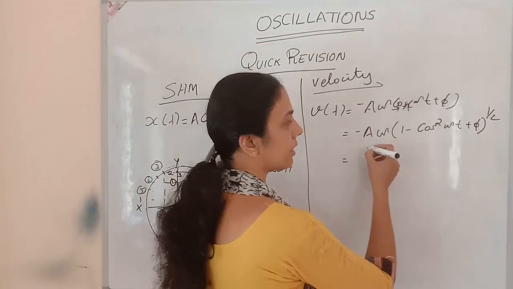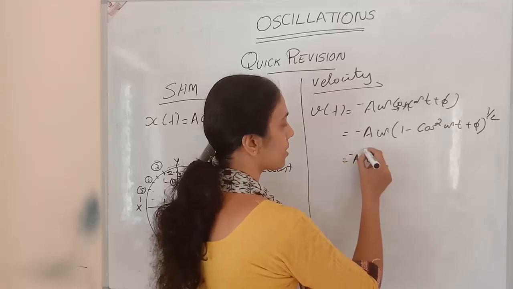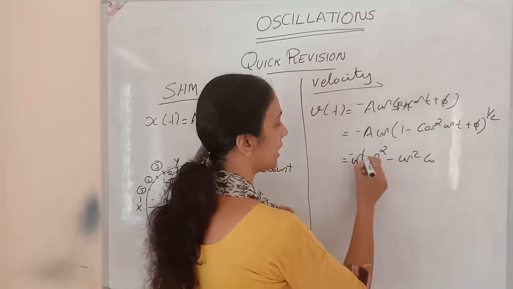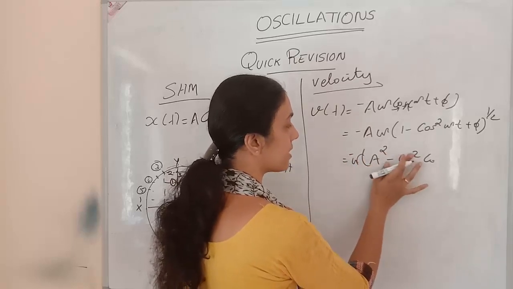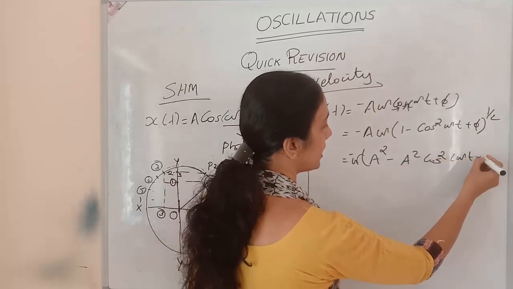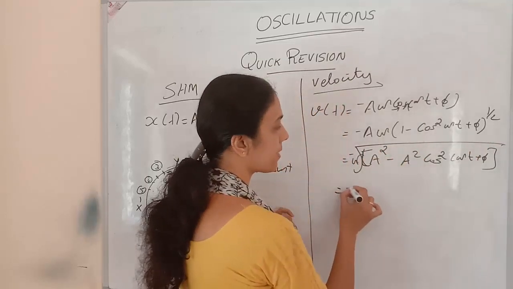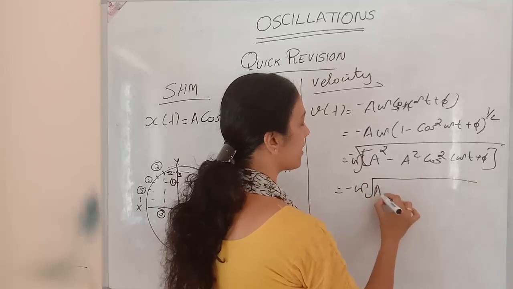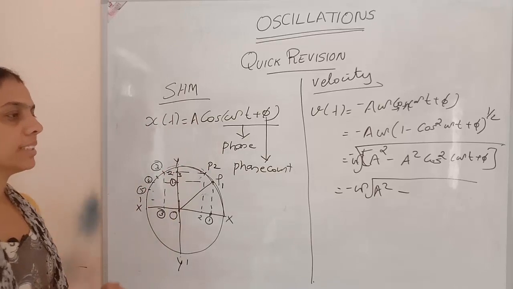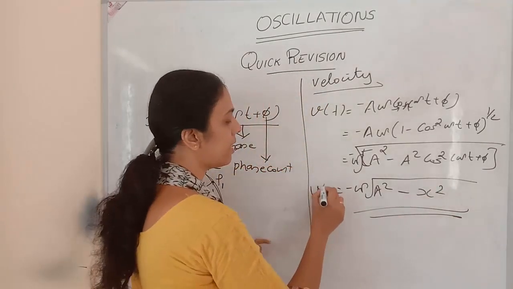So here I am taking this omega square inside. So omega I will take it outside, and a I am taking it inside: a square minus a square cos square(omega t plus phi), under root. So minus omega into root of a square minus, what is a square cos square(omega t plus phi)? That is x of t, so x square. So in this way also we can represent the velocity function.